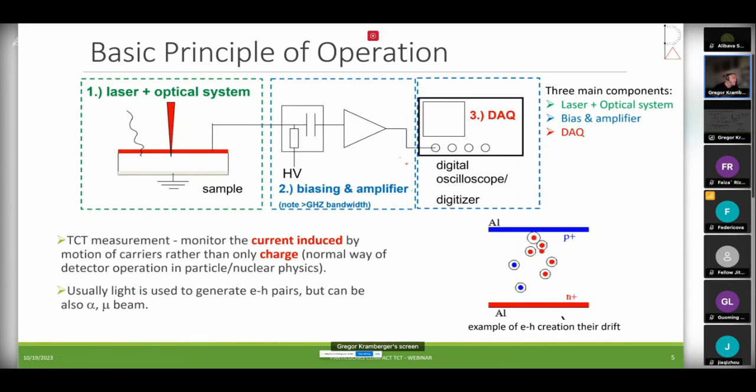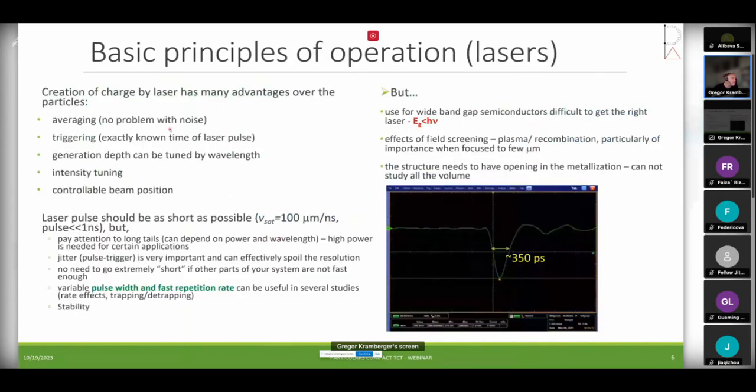You can study a lot of things with it. But this system can also be used with alpha particles instead of the laser. I will show you one example of that. Or you can use the microbeam. There are plenty of examples, but I will not show them today. And then you get basically the same thing. So, like I said, the compact TCT that we are looking at today uses a laser. And as you can imagine, laser has many advantages over the particles.